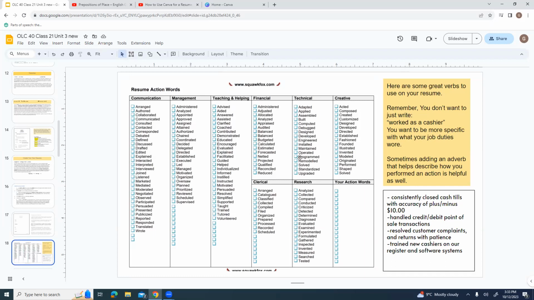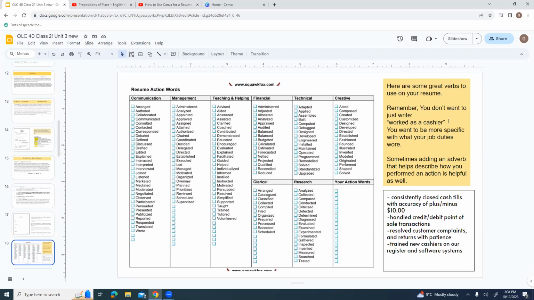So think about what you've done, but also think about what kind of skills you want to highlight for the next job. So here's an example. Sometimes people will want to write something just like, I worked as a cashier. Absolutely, you did. But what are some specific job duties or actions that you did while you were a cashier?